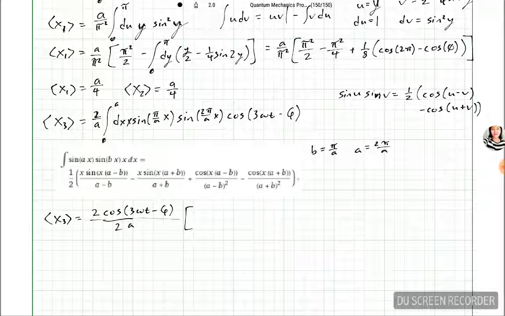So that 2 cancels out. Now we have x sine of 2 pi over a minus pi over a. So that's just pi over a x over 2 pi over a minus pi over a. So that's all over pi over a, minus x times sine of 3 pi over a x over 3 pi over a. Those are going to just go away with our limits, yep.